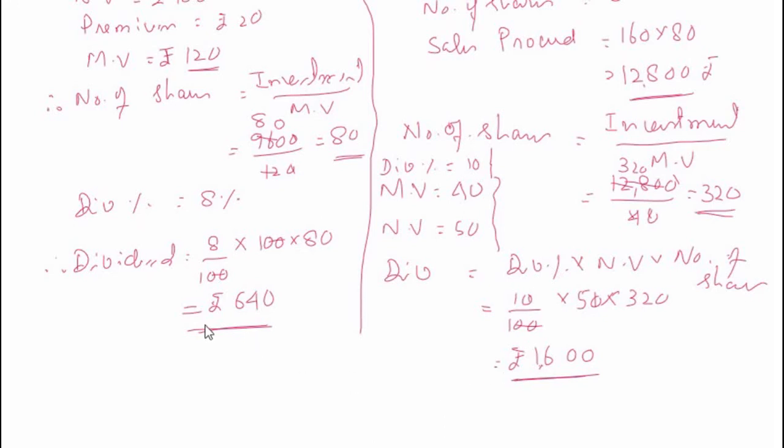So now in the first year he got 640. So what is the increase? It is the increase, not decrease. So increase in dividend is equal to 1600 minus 640. So that comes to rupees 960. So by investing in the new company, he gets 960 rupees more dividend during the second year.